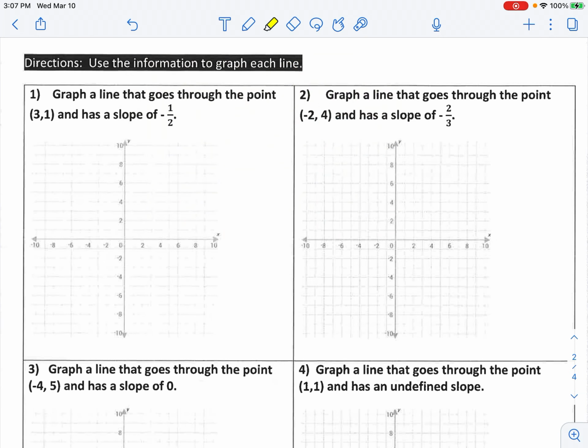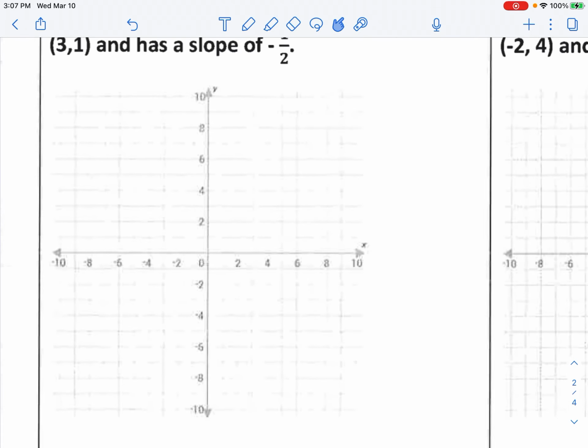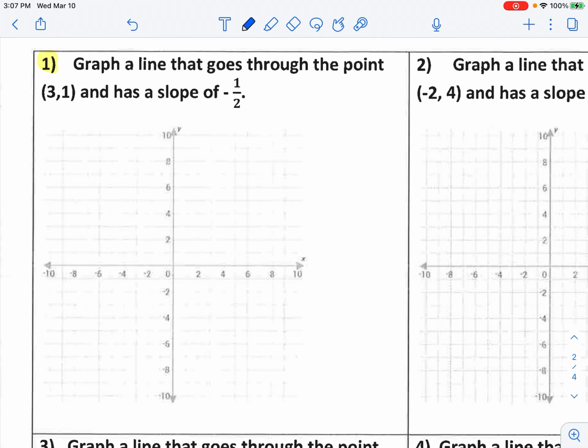Second page, directions. Use the information to graph each line. All right, so again, we're going to do the odds. So we're going to start with number 1. Graph a line that goes to the point 3, 1 and has a slope of negative 1/2. Okay, so the first thing I'm going to do is find 3, 1 on my coordinate plane. So I'm going to go to 3 on the x, go to 1 on the y. Where those two lines intersect is going to be my starting point.